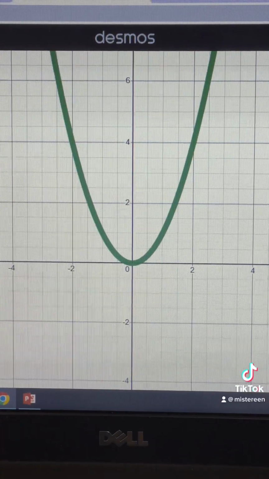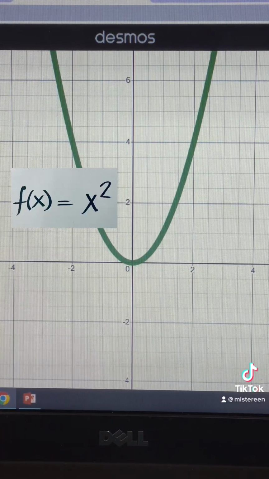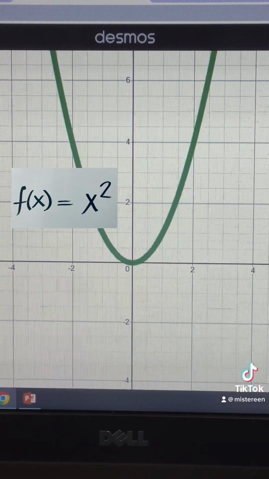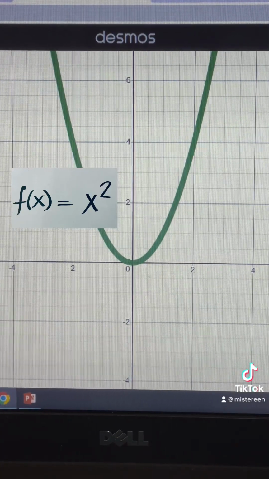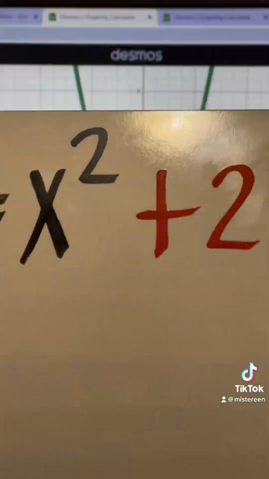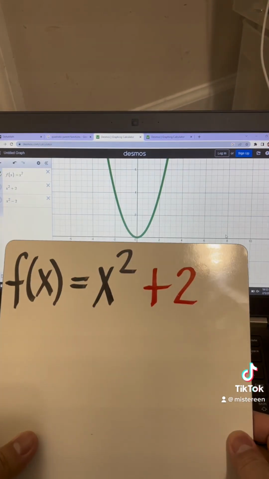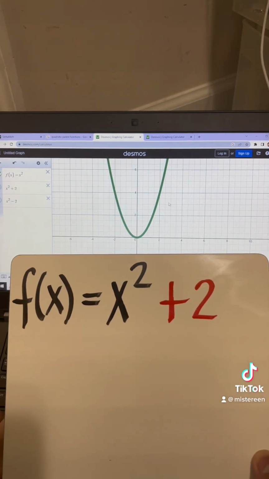Now that you've seen the parent functions, let's go to the first transformation, the translation. We have here the parent function for the quadratic, and here's the equation, f of x equals x squared. Now let's see what will happen to our parent function if we add a number. For example, from x squared, it will become x squared plus 2. Let's see what will happen to the graph. Here's the graph for x squared plus 2.